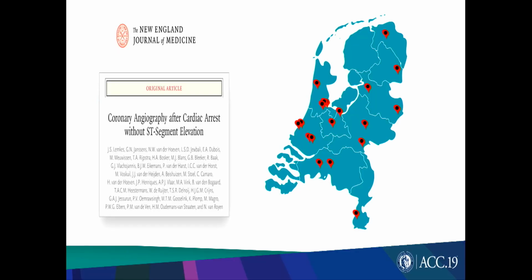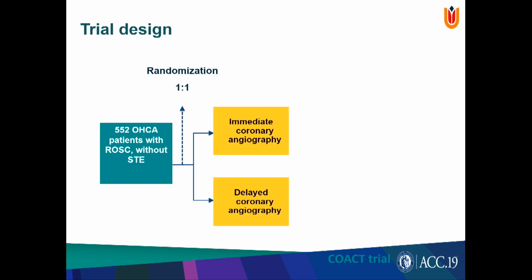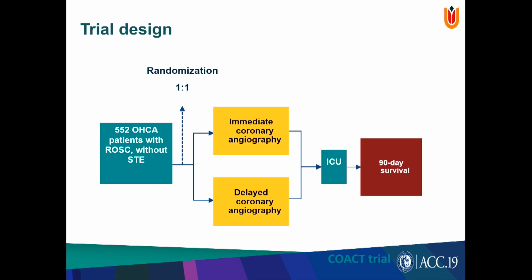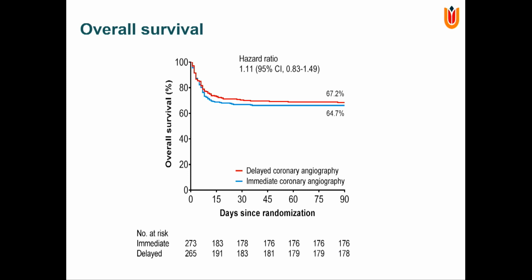So the first trial that's really important was COACT. This is a trial where they took 552 patients out of hospital arrest with no ST elevation, randomized to immediate angiography or not. Then they went to the ICU, and they looked at 90-day survival. Exclusions were STEMI, hemodynamic instability, so no cardiogenic shock, refractory arrhythmias, a non-cardiac coronary part of the arrest, okay? No significant difference, and about a 65% survival.